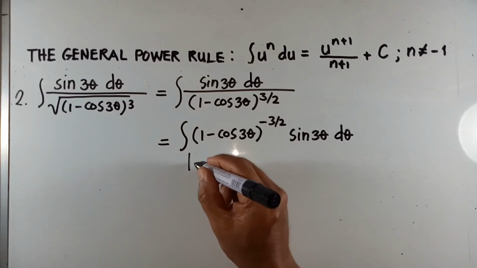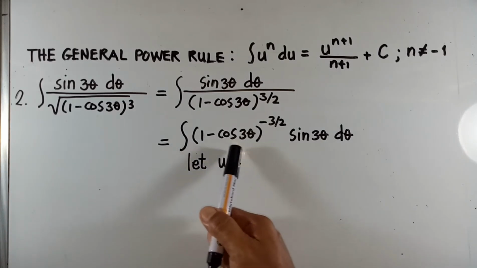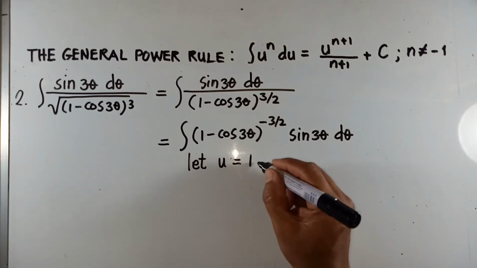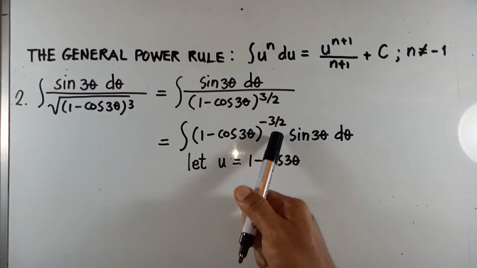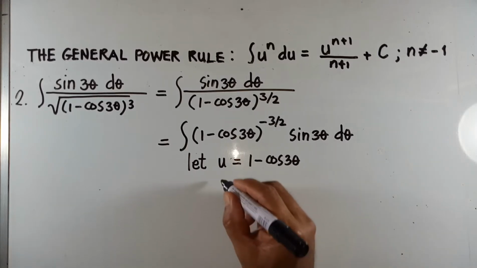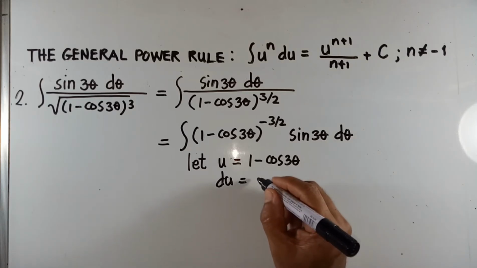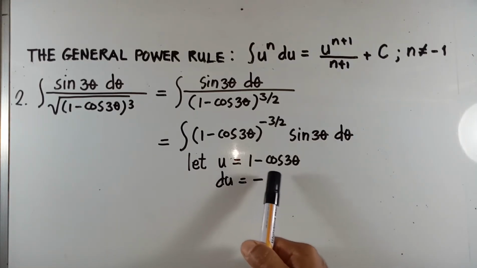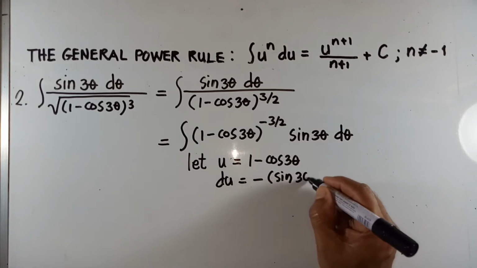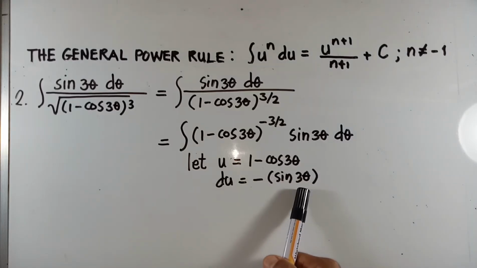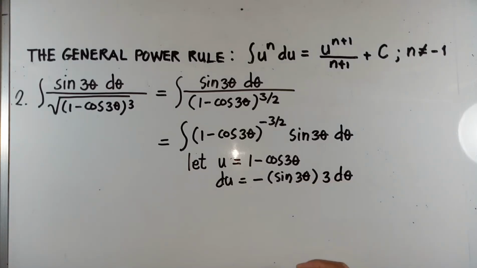So, let u here be the base, 1 − cos 3θ. So, pag nag-let u tayo, hindi kasama yung exponent. And then the derivative of 1 is 0. And then we have the negative sign, derivative of cosine is negative sine of 3θ. And then times the derivative of 3θ in differential form is 3 dθ.